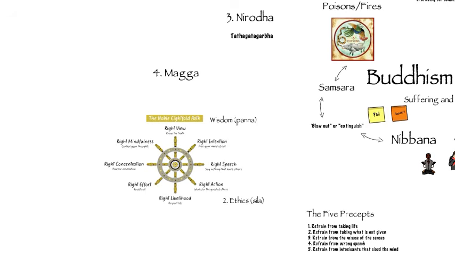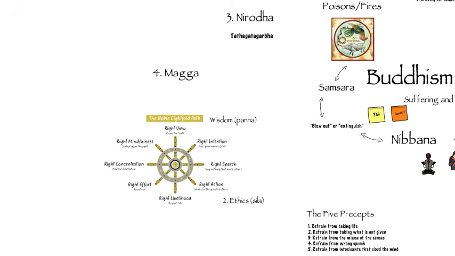4. To refrain from wrong speech. This means not lying or gossiping about people or saying hurtful things. And 5. To refrain from intoxicants that cloud the mind. This would include not drinking alcohol or taking drugs, as these do not help you think clearly and could lead you to break some of the other precepts.